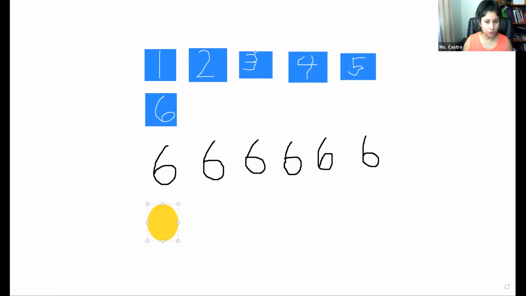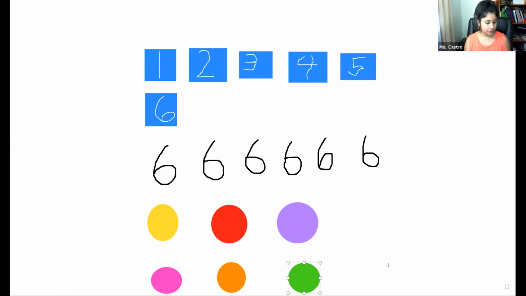I'm gonna draw circles, and the circles will represent those caps. I guess we'll do this. I don't have that color. Okay, so these circles that I made are the caps that you have in your books. So we're gonna count and label these caps, and then we're gonna form the number 6 using letters. Okay, so let's start with the yellow cap.